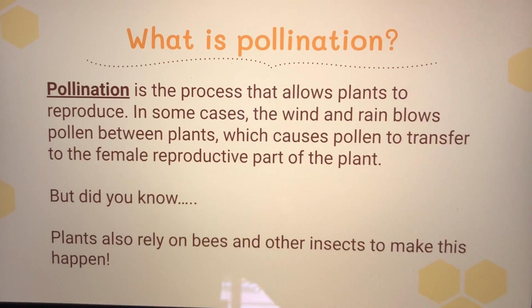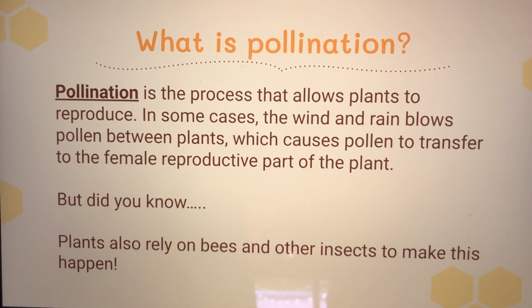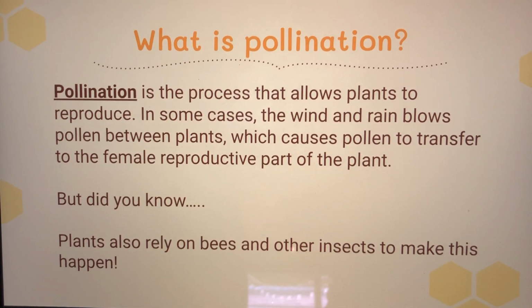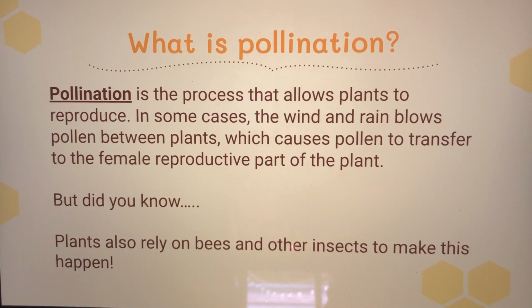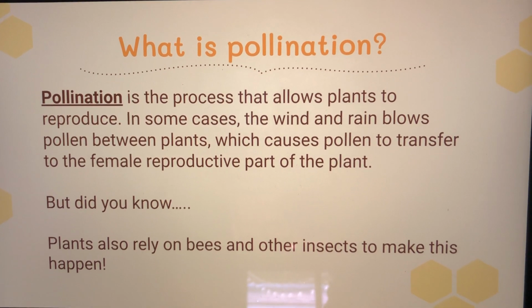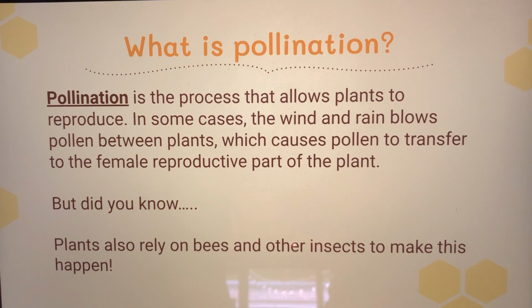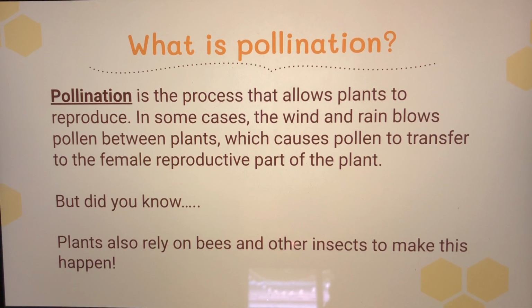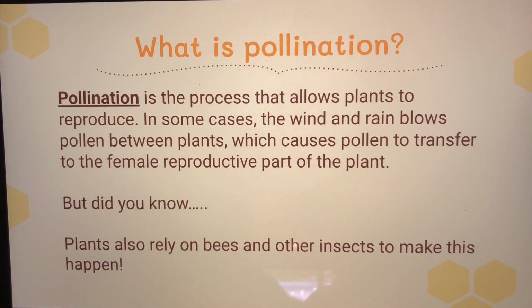First question is, what is pollination? Does anyone know what that means? Let's say it together. Pollination. Pollination is the process that allows plants to reproduce. In some cases, the wind and rain blows pollen between plants, which causes pollen to transfer to the female reproductive part of a plant. But did you know plants also rely on bees and other insects to make this happen?